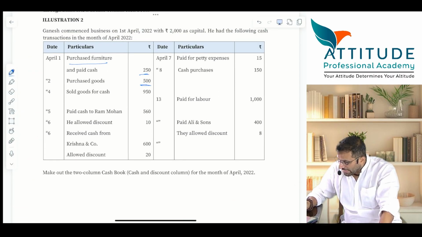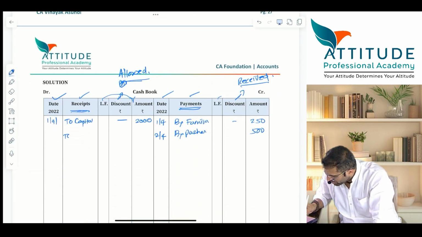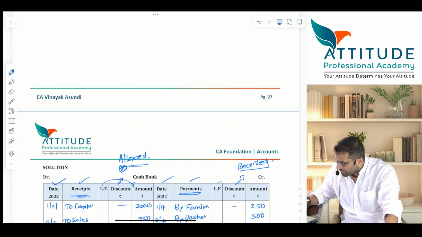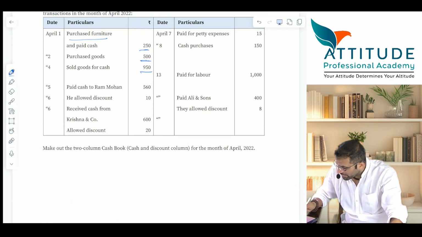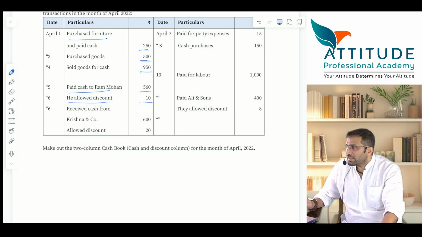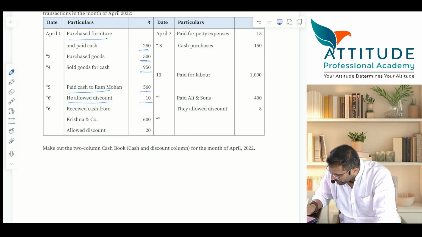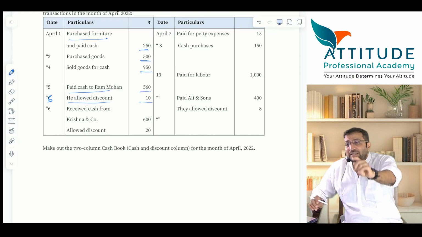Sold goods for cash. How much? 950. So it's a receipt, right? Cash account debit to sales. 950. Date 4/4. Correct? Next. This is important, look. Paid cash to Ram Mohan and he allowed a discount of how much? Correct? This should be on the 5th. Okay. Tell me. Is it the payment? First tell me the journal entry.